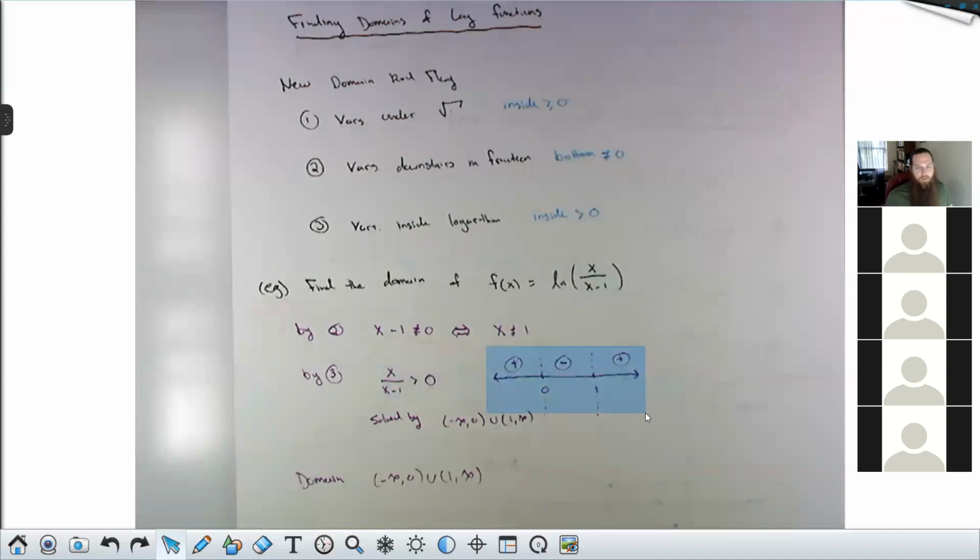And so if you're lucky, the inside of your logarithm will be something nice, like a rational function or a polynomial. And polynomial and rational inequalities, that's one of the sections we've just covered. So finding that domain will reduce to one of those. There are other sort of things.